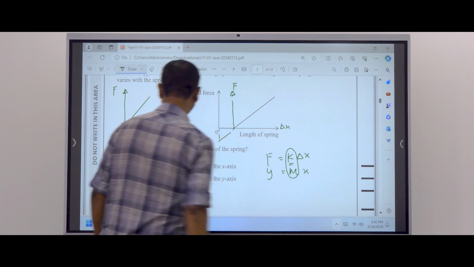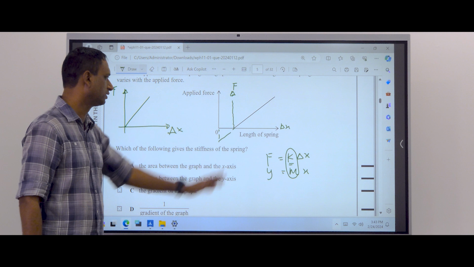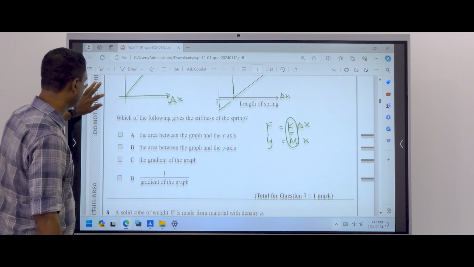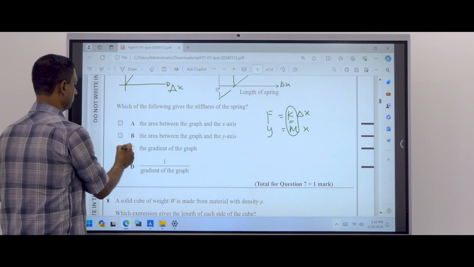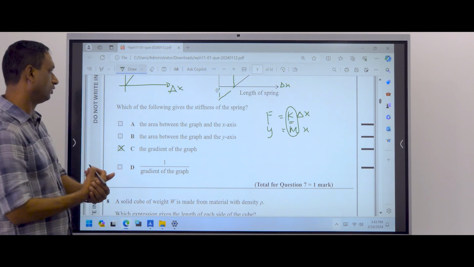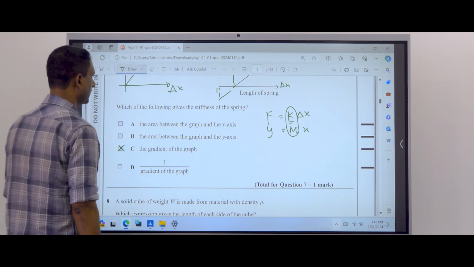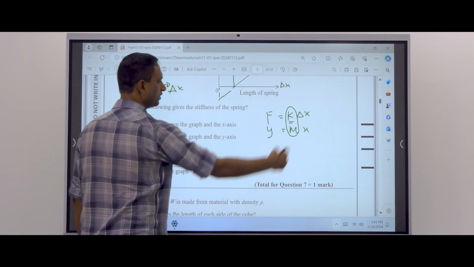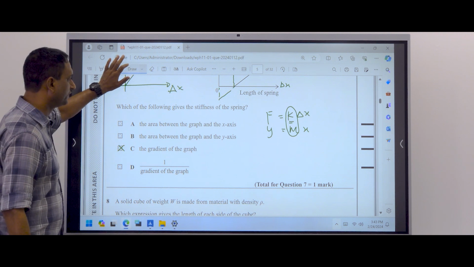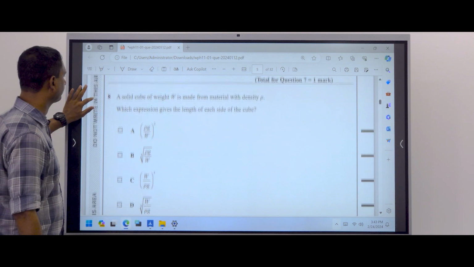Therefore, even if you draw applied force versus length of the spring, the gradient doesn't change. The gradient is the spring constant, or stiffness. K is stiffness, or sometimes we call it spring constant, or sometimes coefficient of stiffness.